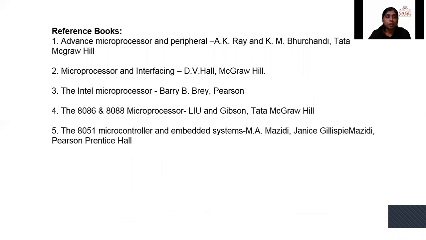The reference books are mentioned here. Advanced Microprocessor and Peripheral by A.K. Ray and Bhurchandi. Microprocessor and Interfacing, D.V. Hall, the Intel Microprocessor. These books are recommended by RGPV University.